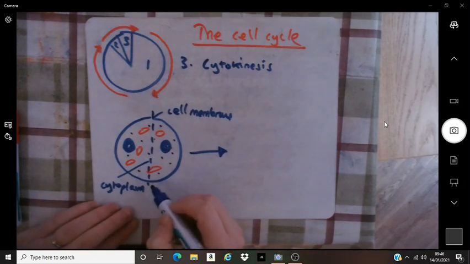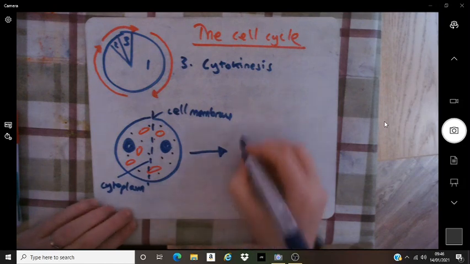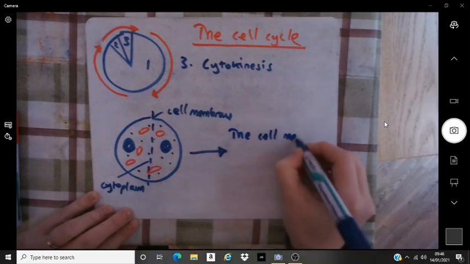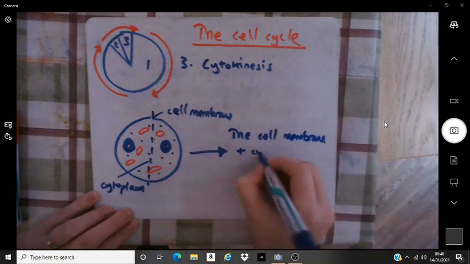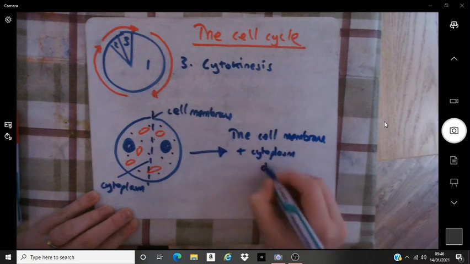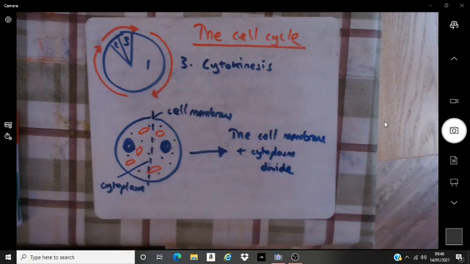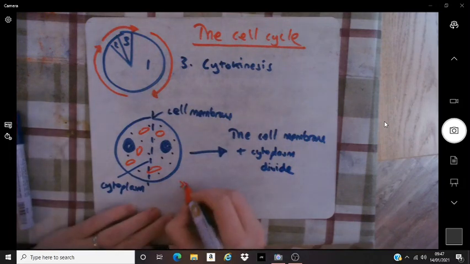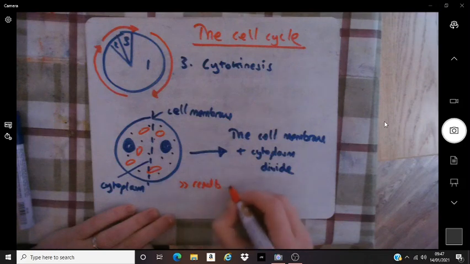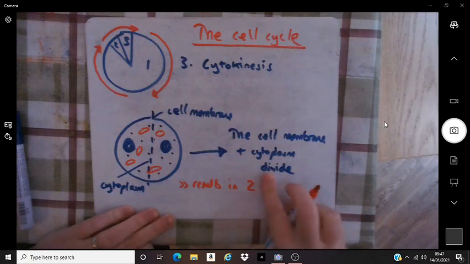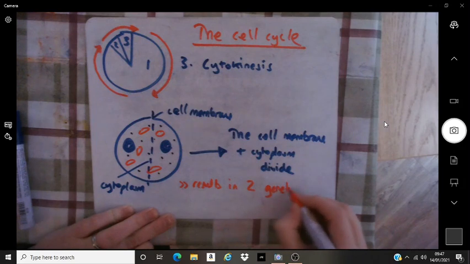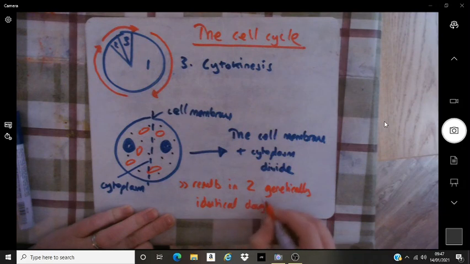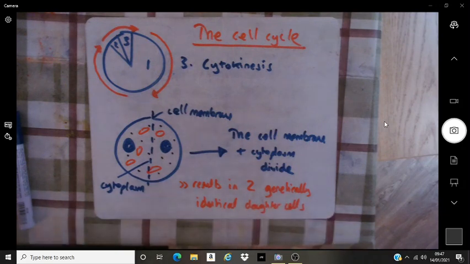So for cytokinesis to get the credit in the marks, you need to state that the cell membrane and cytoplasm divide. So both divide. That's cytokinesis. And you are therefore left in 2 genetically identical daughter cells. And that is the cell cycle.